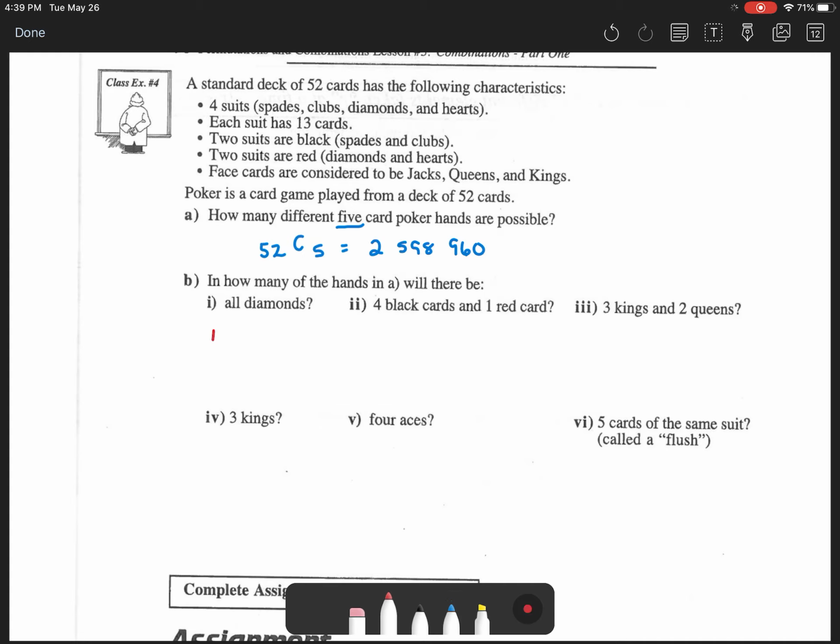Now in B it says, in how many of the hands in A will there be all diamonds? So when I talk about diamonds, how many diamonds are there? There are 13 diamonds, and I want them all to be from that suit. So the calculation is just 13 choose 5.